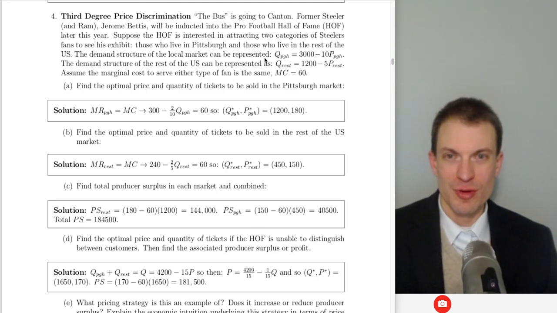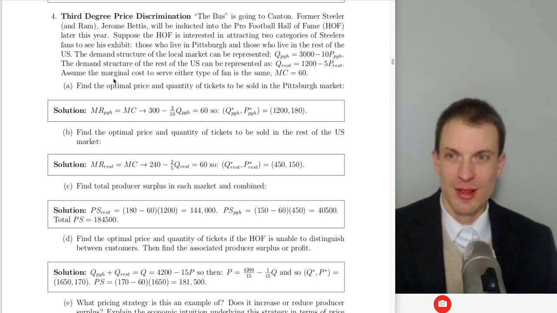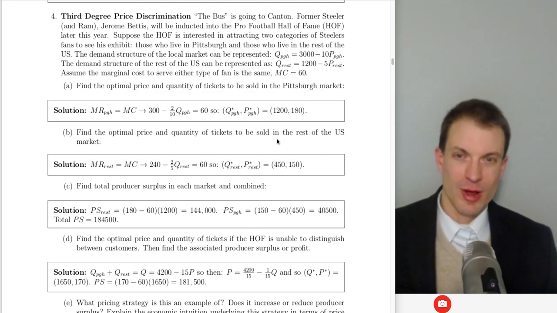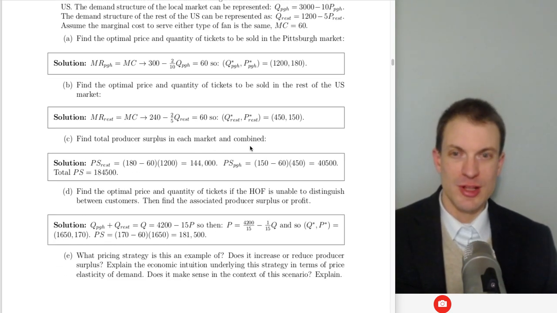Demand structure for this local market can be represented by Pittsburgh demand and then the rest of the country demand. Assume the marginal cost to serve each fan is 60. We want to find the optimal price and quantity. Let's find the optimal price and quantity sold in the Pittsburgh market. Let's find the optimal price and quantity sold in the rest of the U.S. market. Let's find total producer surplus in each market combined.